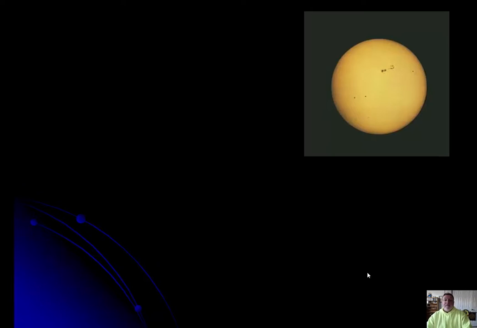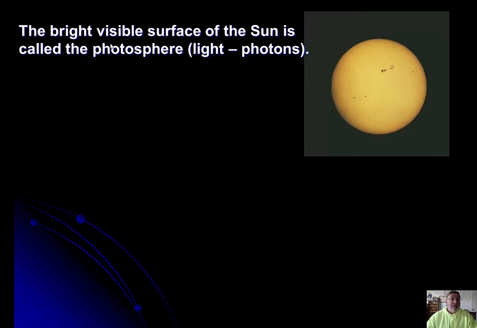Okay, we're 10 minutes in. So here's a picture of the sun, actually showing the dark areas, which we call spots, sunspots. So the surface of the sun is bright. It's producing visible light. It's very bright, and it's producing from the photosphere because it's producing photons, the visible light that we actually see.